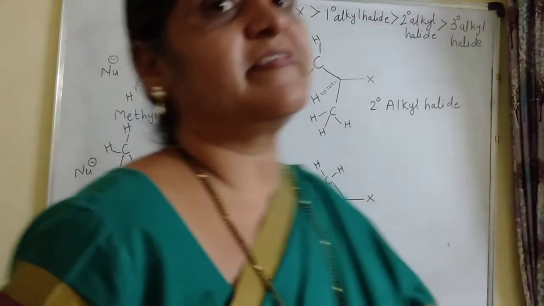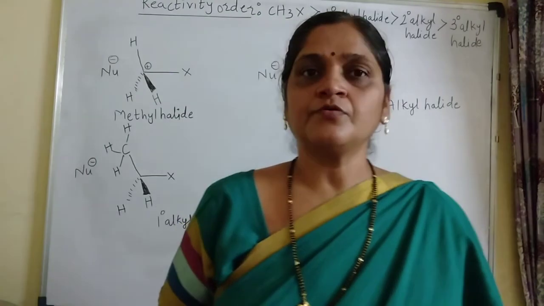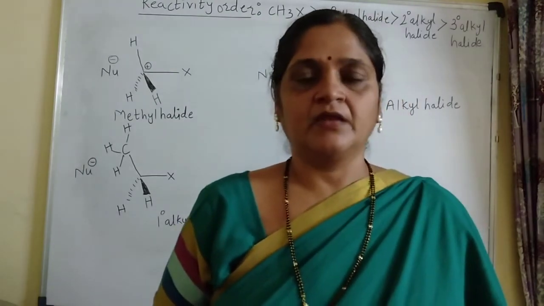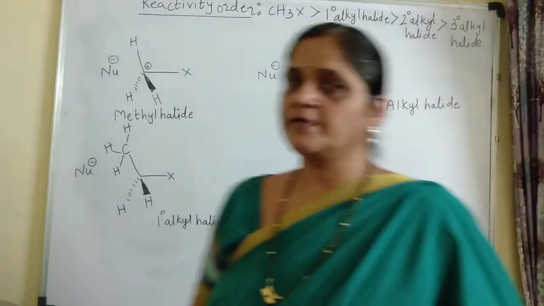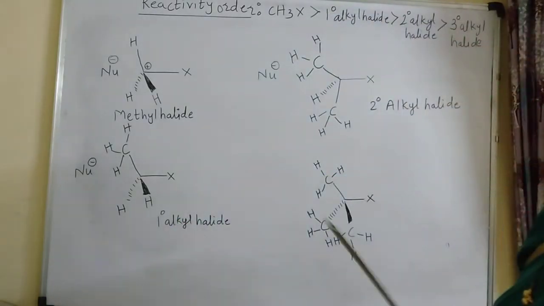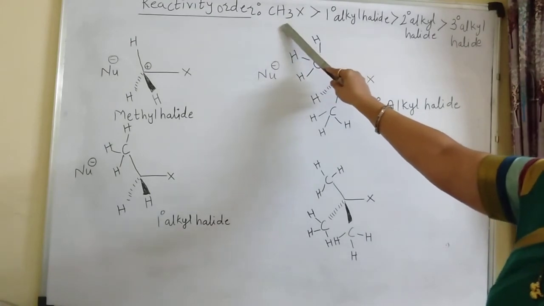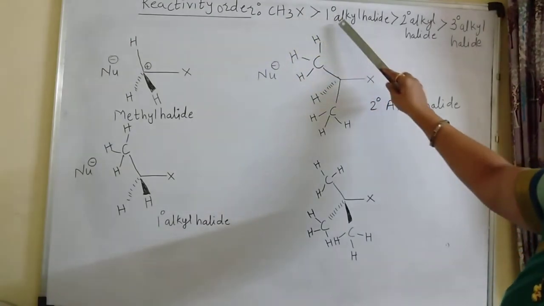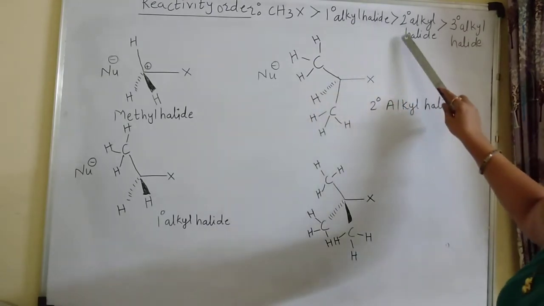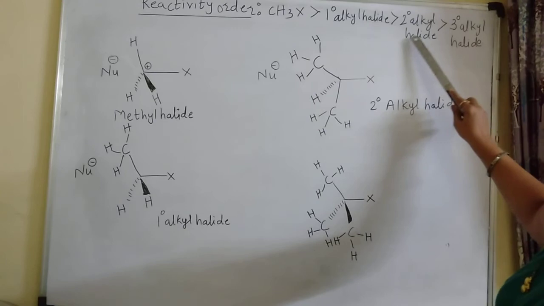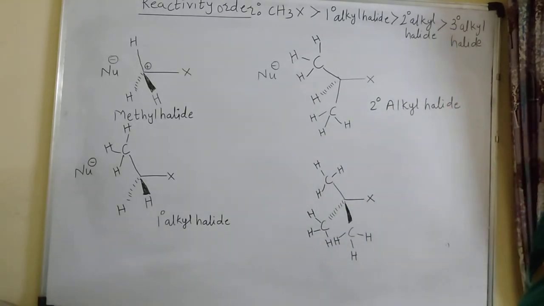Now students, we will see the reactivity of different alkyl halides towards the SN2 reaction mechanism. Which will prefer the SN2 reaction mechanism more? For that purpose, we get the reactivity order towards the SN2 mechanism: methyl halide will show maximum reactivity as compared to primary alkyl halide. Primary alkyl halide will be more reactive as compared to secondary alkyl halide, and secondary alkyl halide will be more reactive as compared to tertiary alkyl halide.